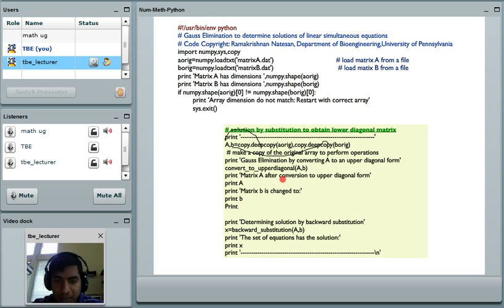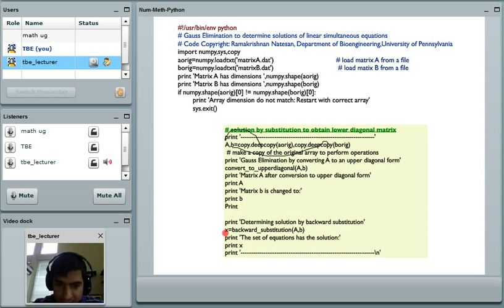And now finally, I go here. These are all the different steps, just for the details. I just put in all the string commands. Now printing determining solution by backward substitution, because you know that when you convert it to an upper diagonal form, the first thing you need to find is x3 rather than x1. So you have to use the method of backward substitution.